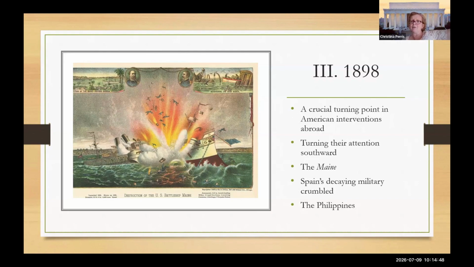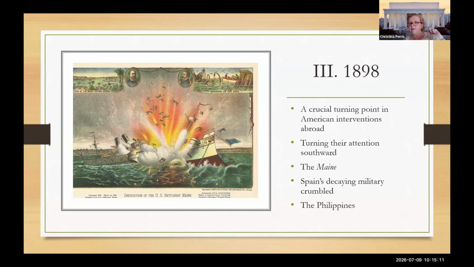No, it's more about those, again, economic interests and Americans that are down there. That's far more concerning, right? So, anyway, he ordered the battleship Maine to Havana Harbor in January of 1898. All right, so the Maine is in Havana Harbor in 1898.